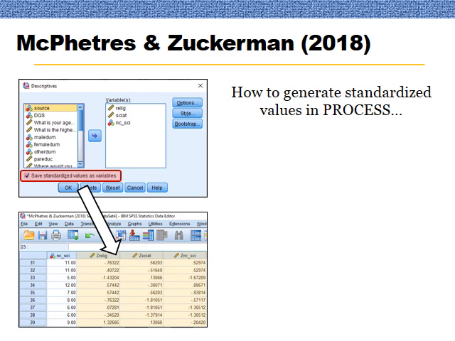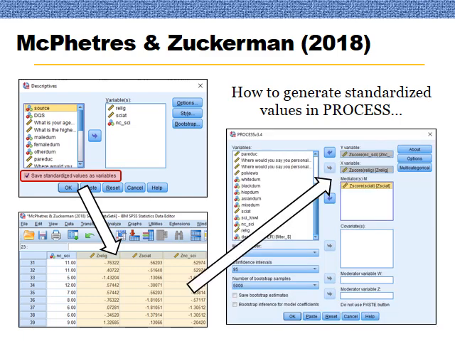All we then need to do is rerun this mediation analysis in process using the standardized variables instead of the original unstandardized variables. When we get our output, the coefficients will now all be standardized.